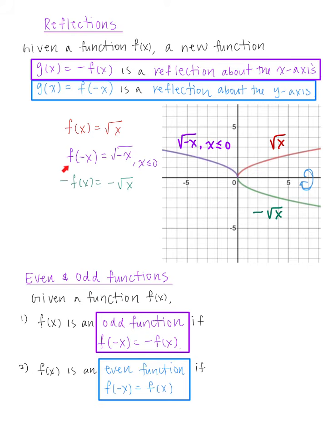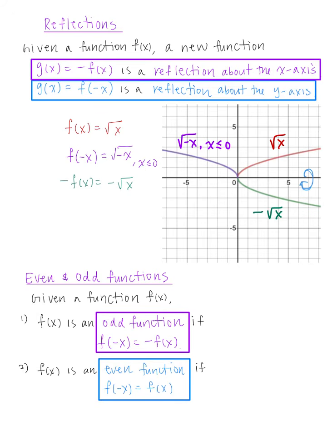Now let's take a look at f of negative x. So f of negative x is going to become square root of negative x, right? Now remember, whatever sits inside of the square root has to always be greater than or equal to 0. So that means that in order for this expression to exist, your x value has to be negative, because a negative times a negative will give us a positive value. So that's why I wrote x must be less than or equal to 0 in order to make sense.